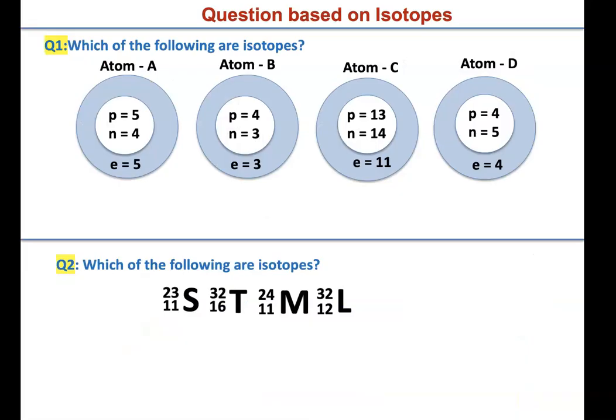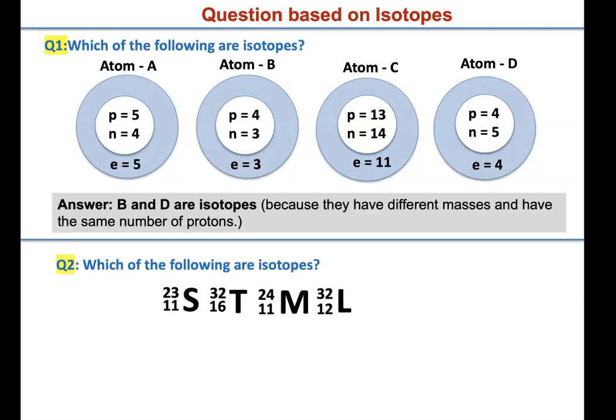Let's go to another problem. Now these are questions based on isotopes that we learned before. Question 1. I have given you 4 atoms. You see their protons, electrons and neutrons. I'm asking which ones are isotopes. So you should think, what information do we need? Isotopes are like identical twins with the same number of protons. So count the protons. Whoever has the same number of protons is the answer. And it is B and D.